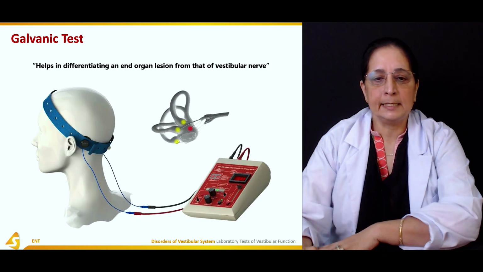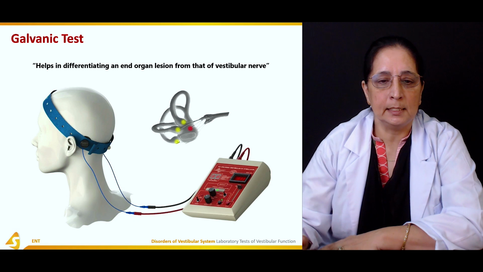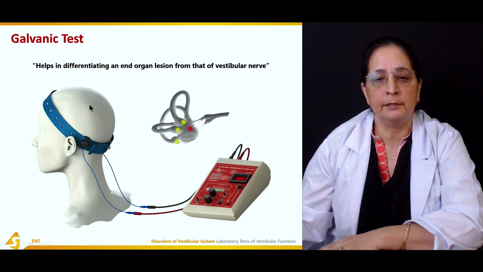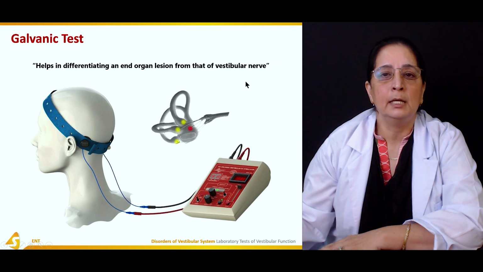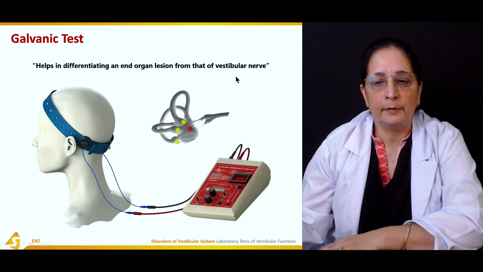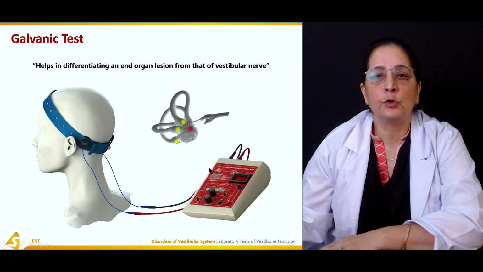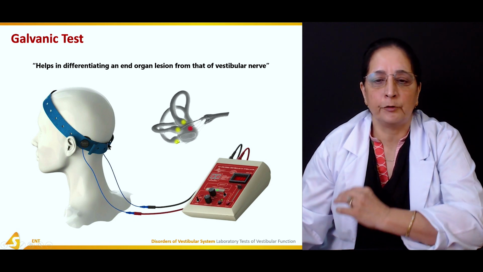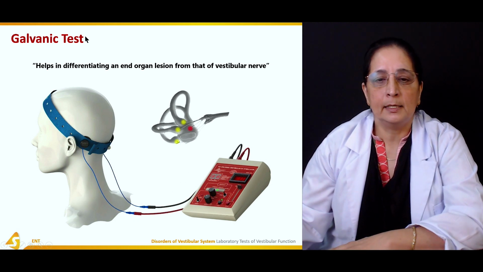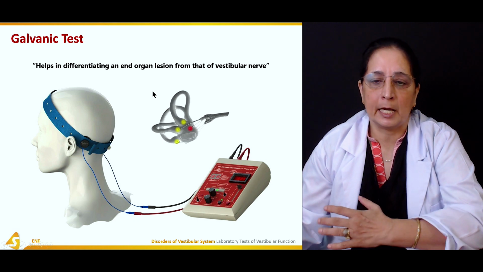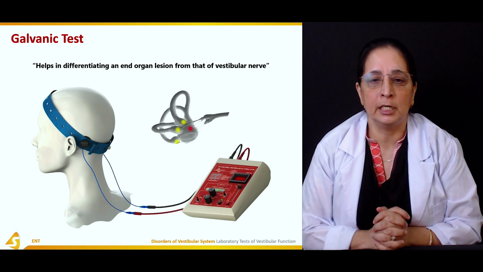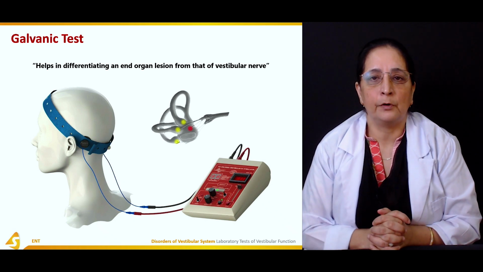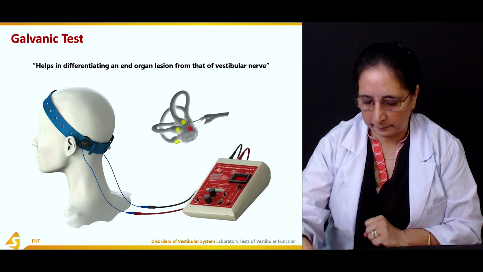Then the galvanic test. It helps in differentiating an end organ lesion from a vestibular nerve lesion, in which electrodes are placed and electric current is passed, and we see if this can cause nystagmus or not. It helps mainly in differentiating end organ lesion from vestibular nerve lesion.